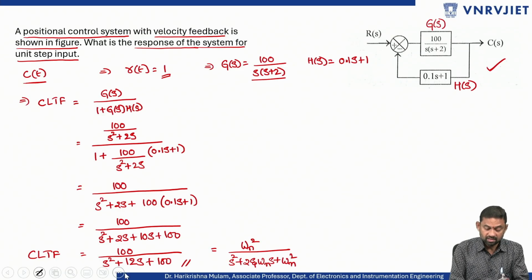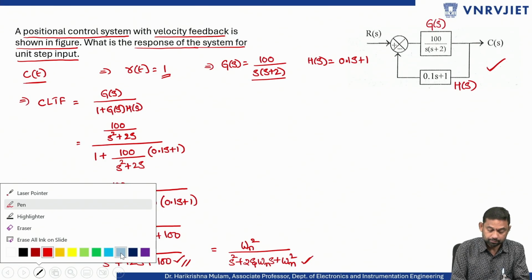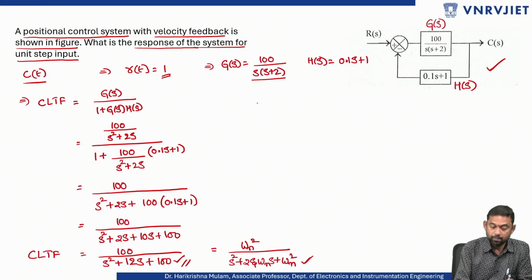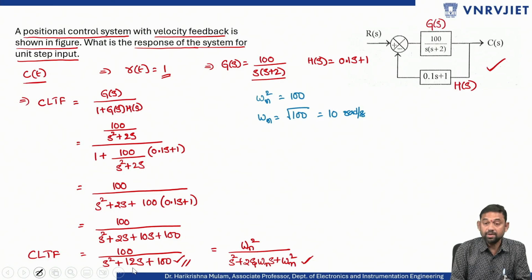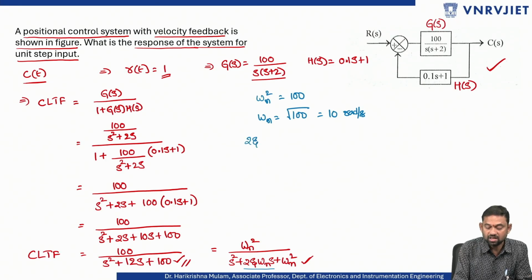If you compare this denominator with that denominator, you can write omega n square is equal to 100. Therefore, omega n is equal to the square root of 100, which is 10 radians per second. Similarly, comparing the two denominator terms, 12s is equal to 2 zeta omega n s. Therefore, 2 zeta omega n is equal to 12.